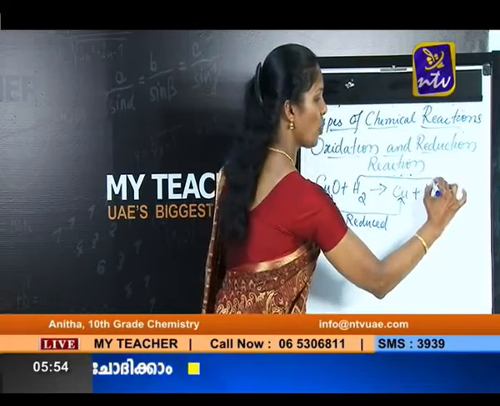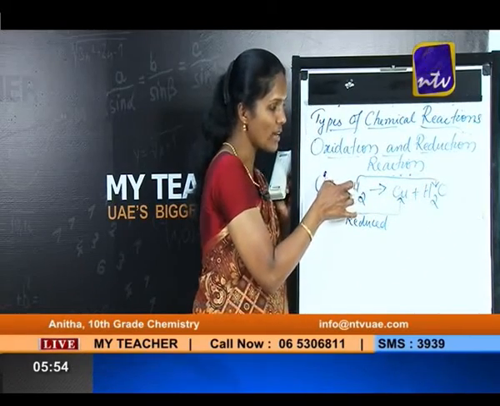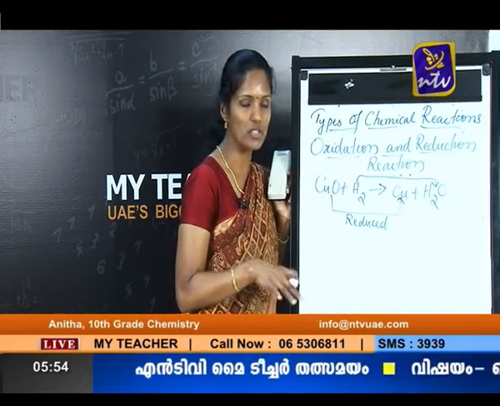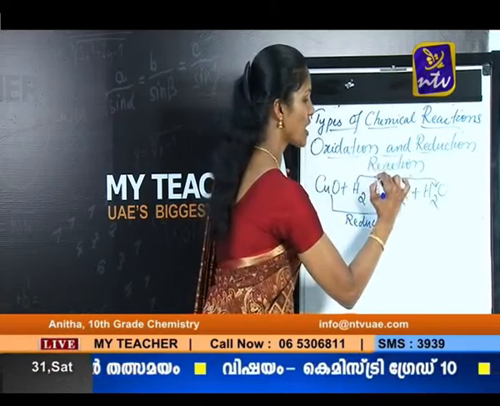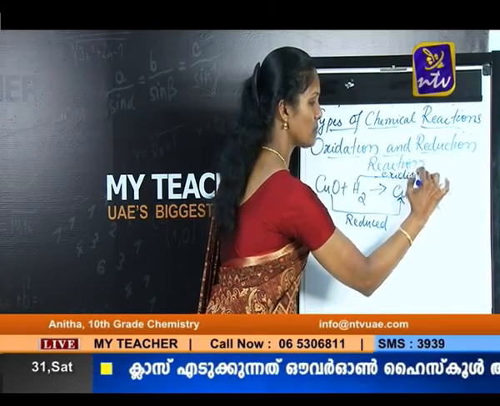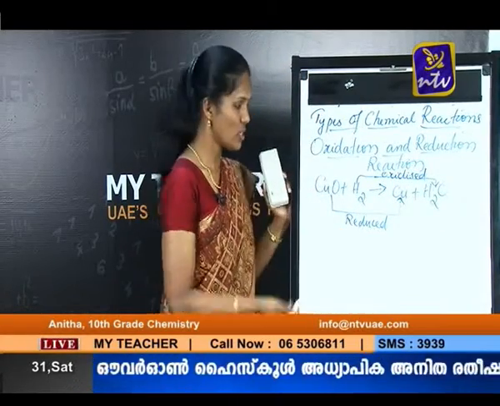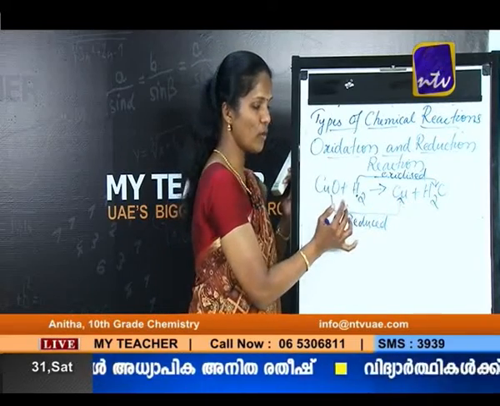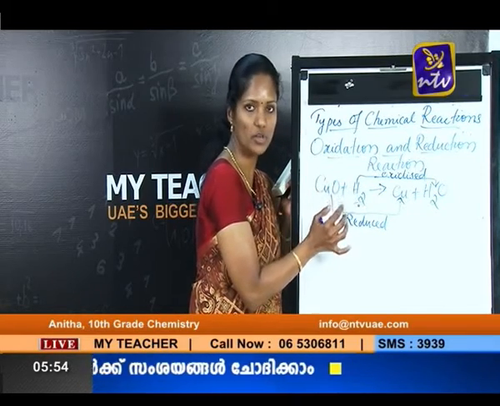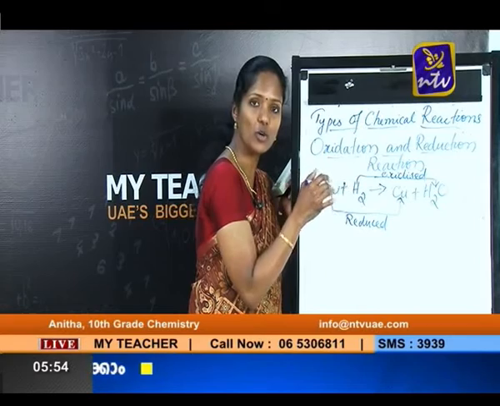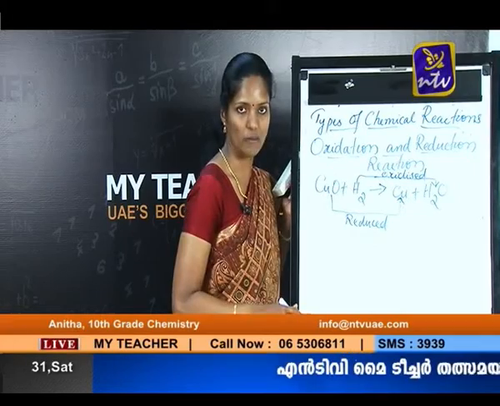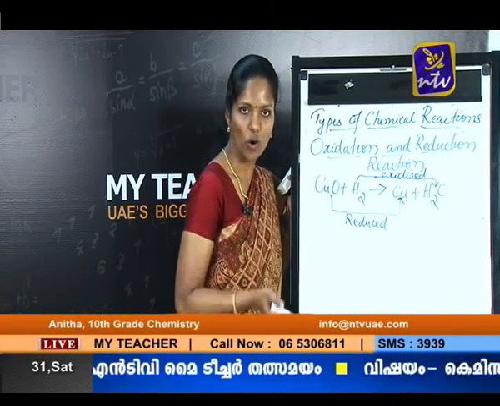Hydrogen to H2O: here along with hydrogen, oxygen has been added. So, addition of oxygen has taken place. We can call it an oxidation reaction, or hydrogen is getting oxidized. Understood? During a chemical reaction, if oxygen is added to a substance, such reactions are called oxidation reactions. And the substance which is undergoing the oxidation reaction, we say that substance is getting oxidized. So, hydrogen is getting oxidized.